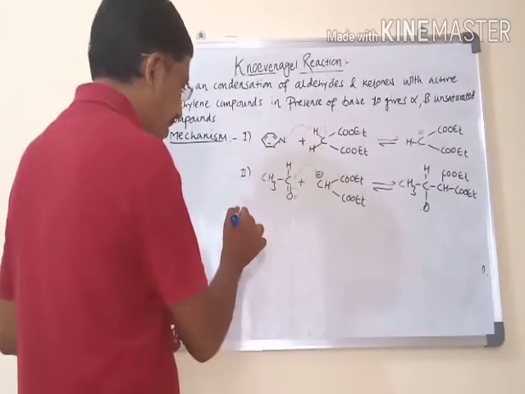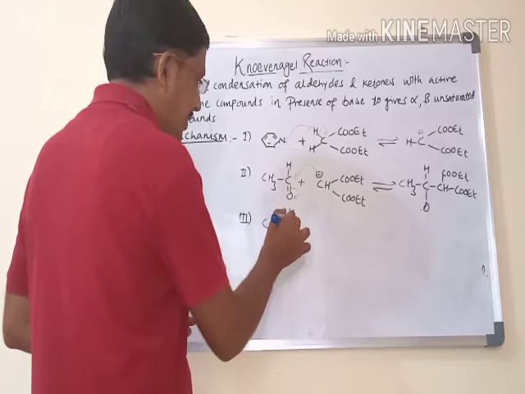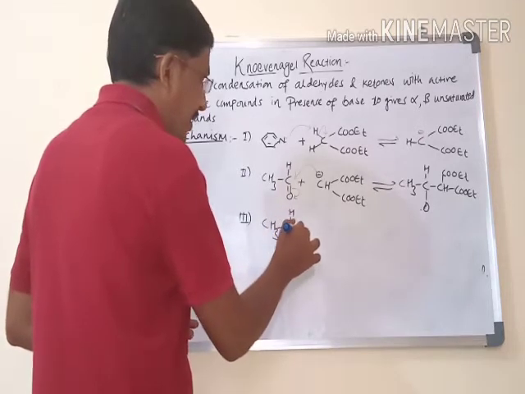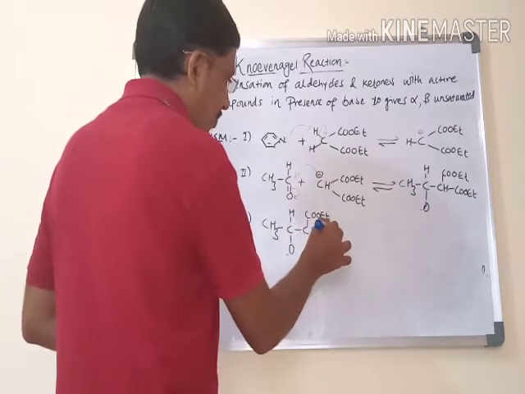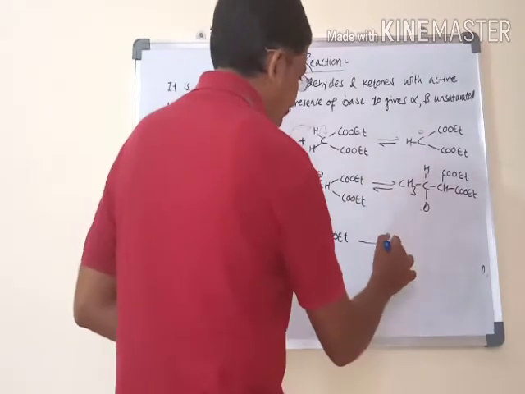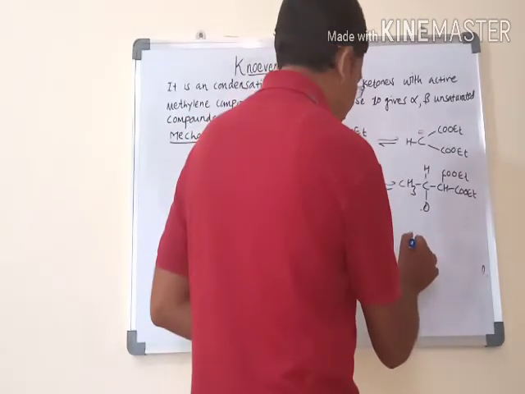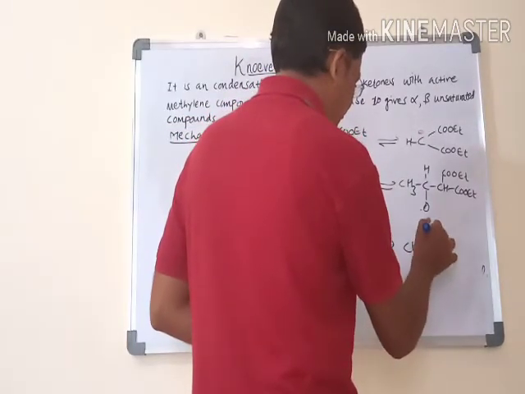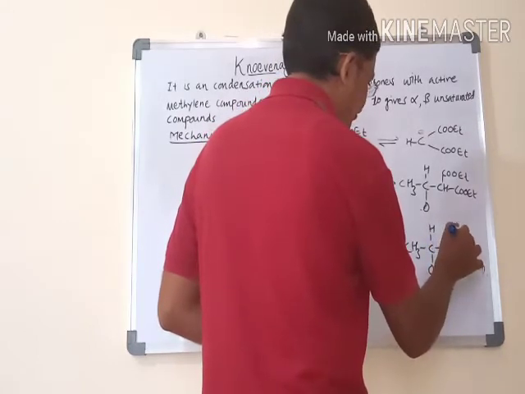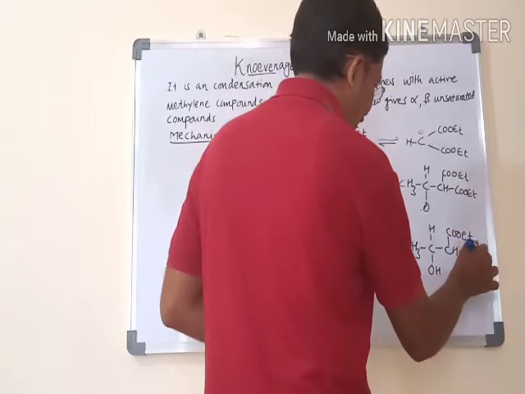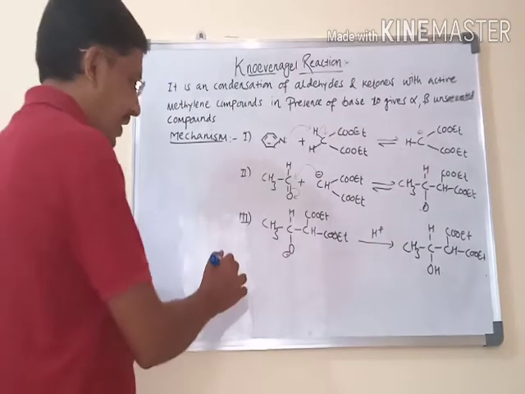In the third step, we have to protonate the negative charge. Whatever negative charge is generated, that is the oxide ion, CH3CH(O minus)CH(COOEt)2, now undergoes protonation by H plus ion. The negative oxygen takes the proton and it is converted into CH3CH(OH)CH(COOEt)2. In the further step, it undergoes dehydration.